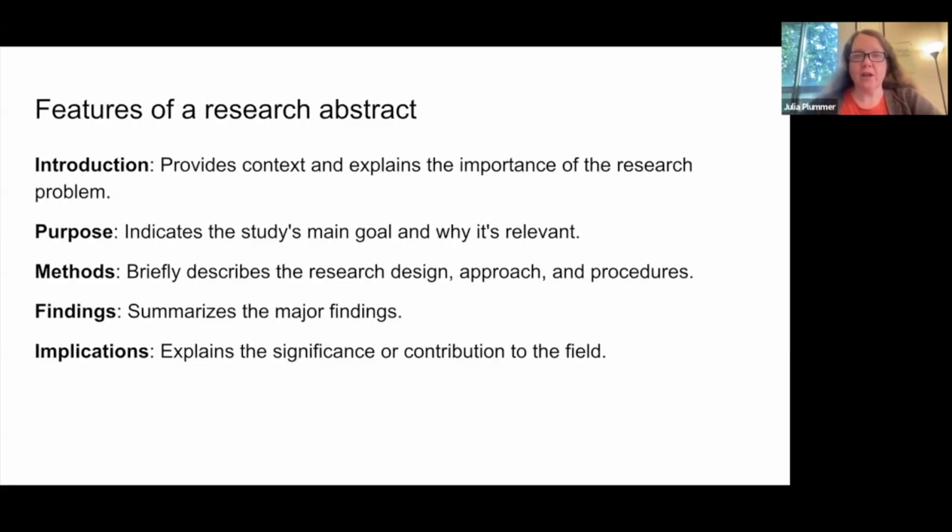These are some general features of a research abstract. I think it's important to keep these in mind as you write an abstract and try to touch on each of these 5 points as you develop your abstract. Include an introduction. This provides context and explains the importance of the research problem. Include the purpose of your specific study. This indicates the study's main goal and why it's relevant. Describe the methods. So briefly describe your research design, your approach, and procedures. Summarize the main findings and conclude with implications. What is the significance or the contribution to the field?